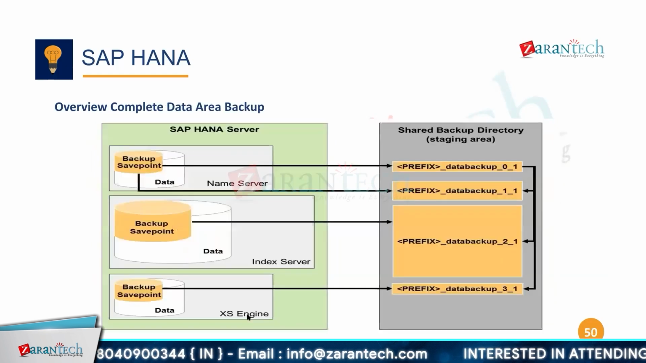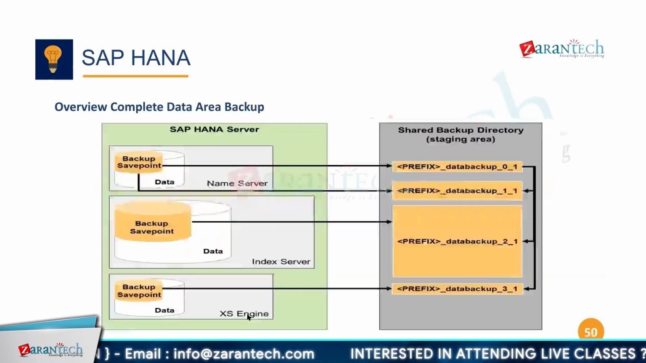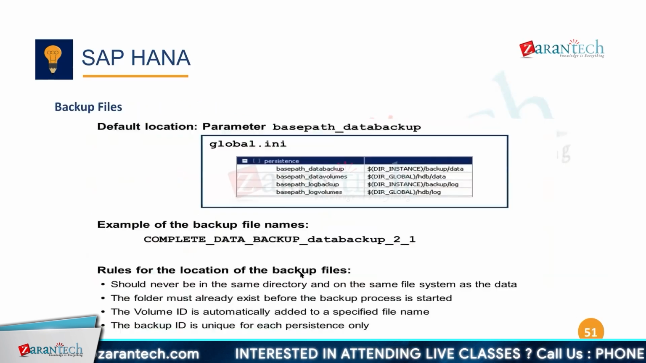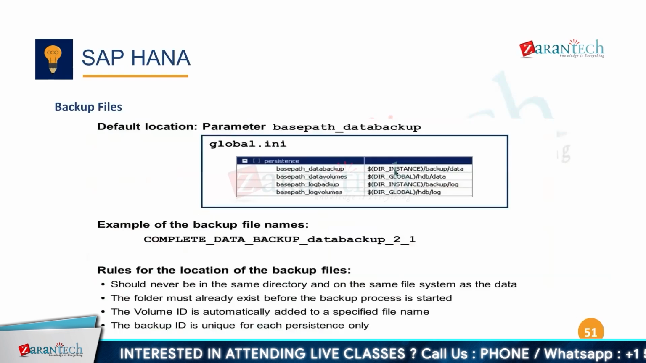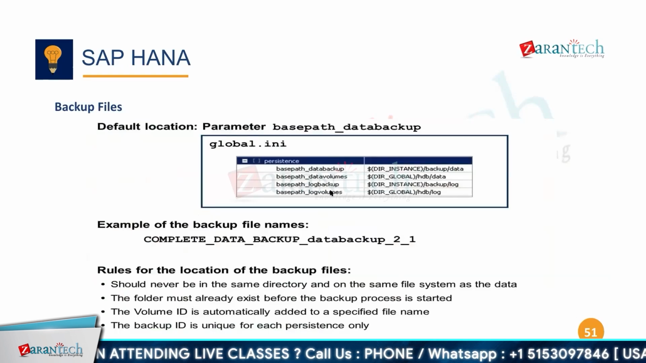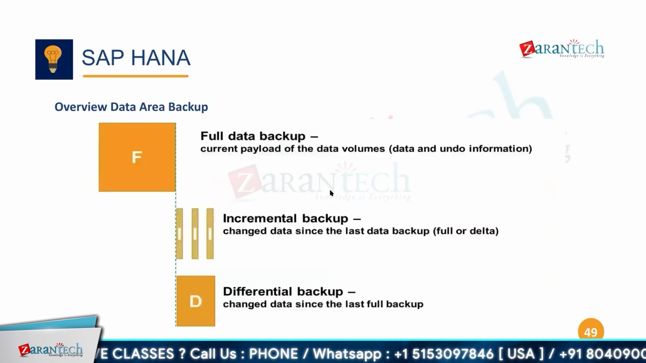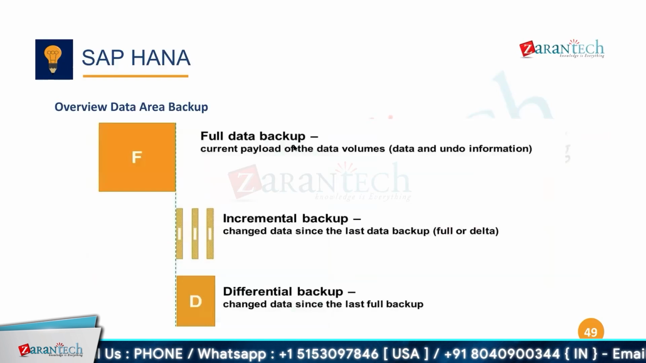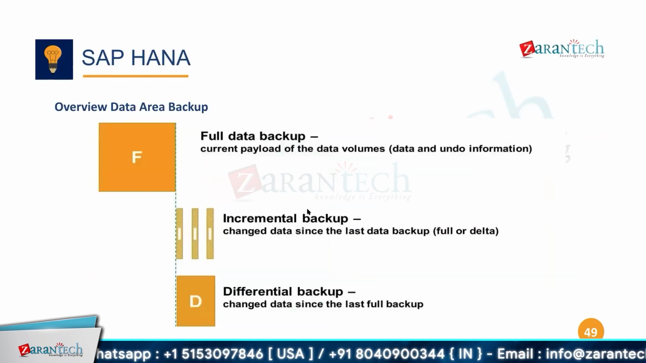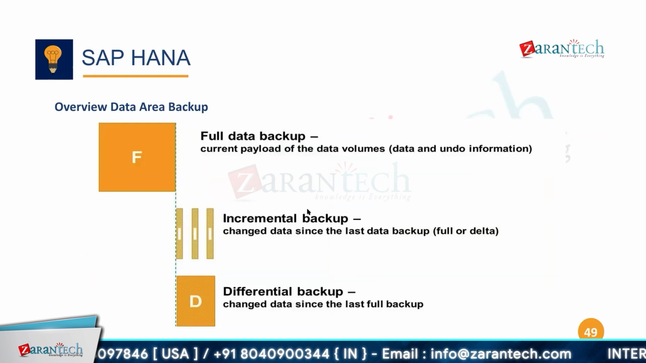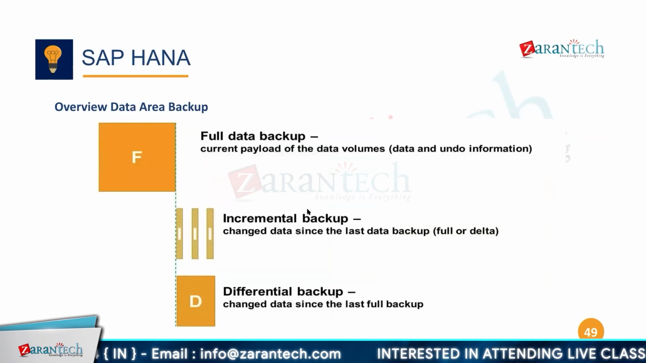Okay, so now there are 2 types of backups. Overview of the complete backup area: the paths and all we discussed now. Base path, data backup, data volumes, log backup. One thing I want to discuss is full data backup, and then there is incremental backup and differential backup. In general, in production I don't see anybody recently using these incremental and differential.